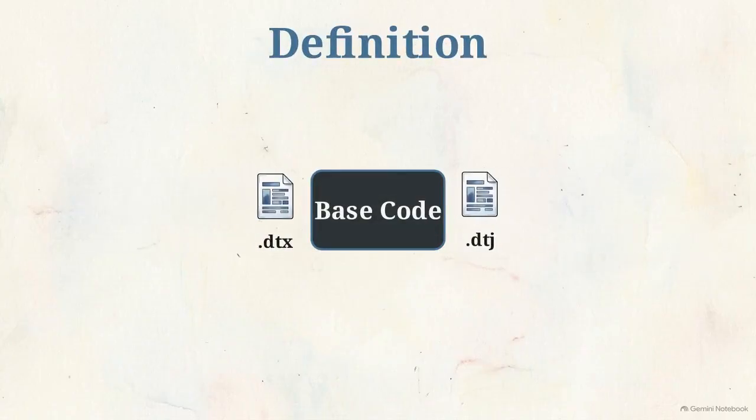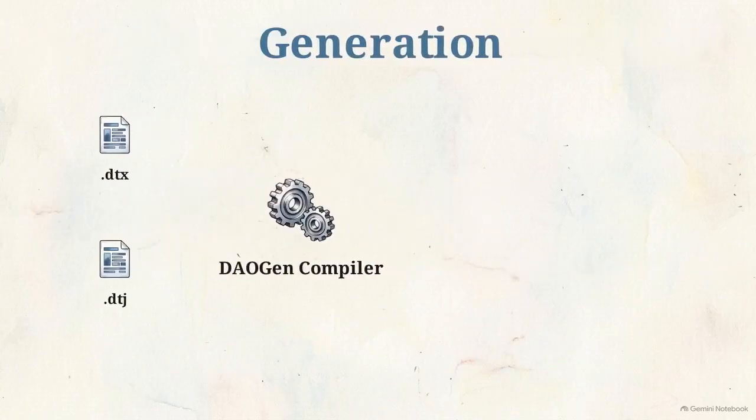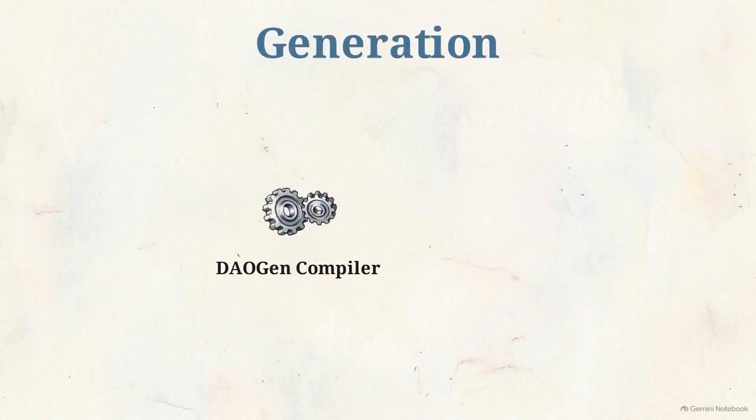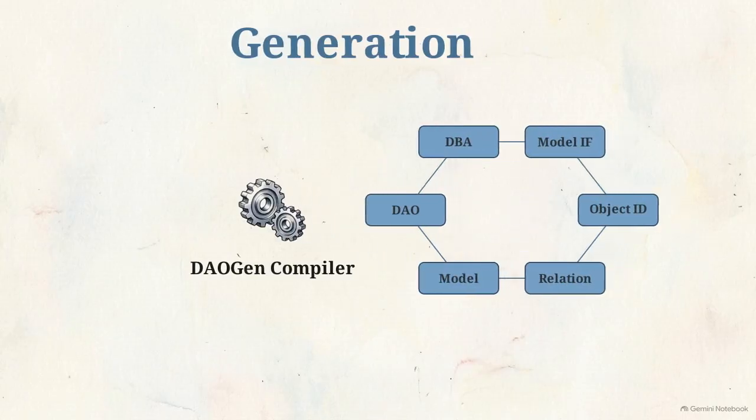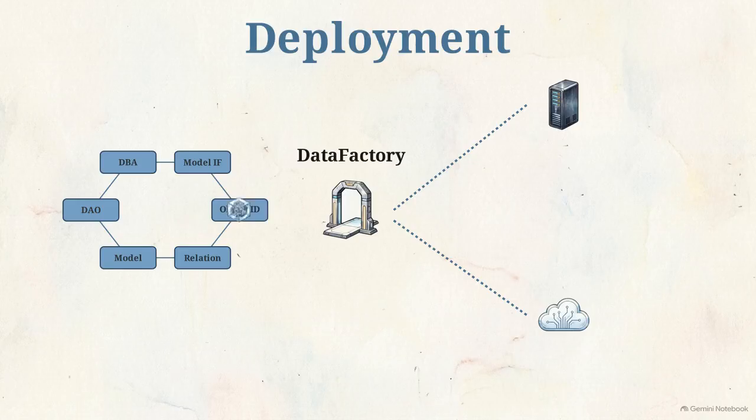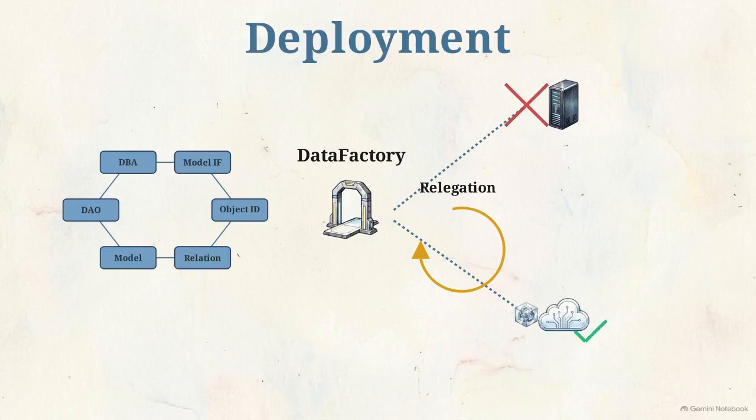During definition, .dtx and .dtj files map schemas and inject custom logic cleanly alongside the base code. In the generation phase, the DAOGen compiler synthesizes these configurations into the standardized 6-tier architecture for every data entity. In the deployment phase, the data factory and relegation queues provide fault-tolerant persistence across distributed networks.